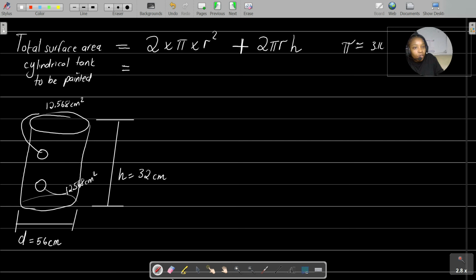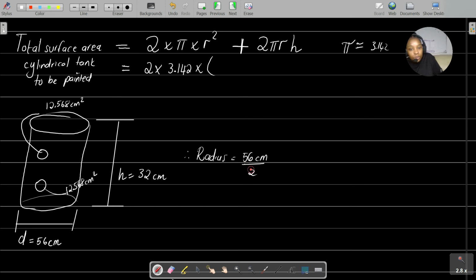I'm going to use that as my pi. So it's going to be 2 multiplied by, what is my pi? 3.142 multiplied by, what is the radius? Remember, the radius is just the diameter divided by 2. So the radius is equal to your diameter, 56 centimeters, divided by 2, which is 28 centimeters.